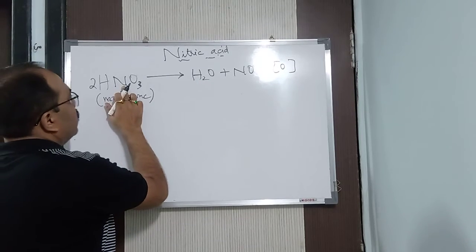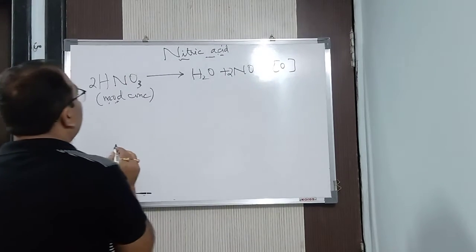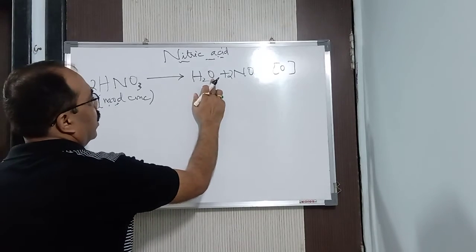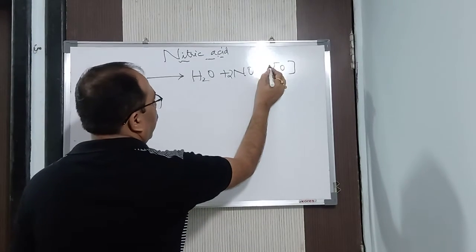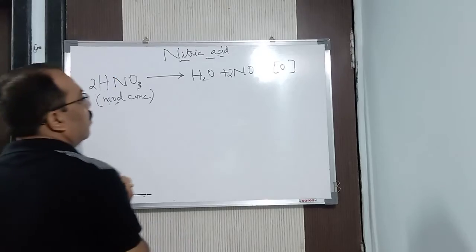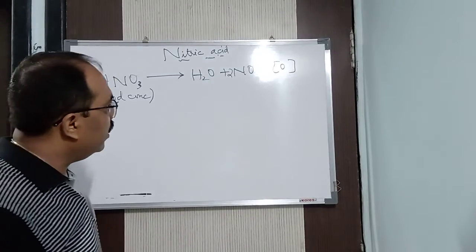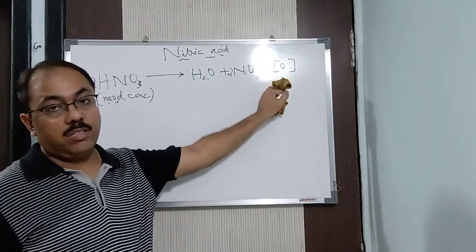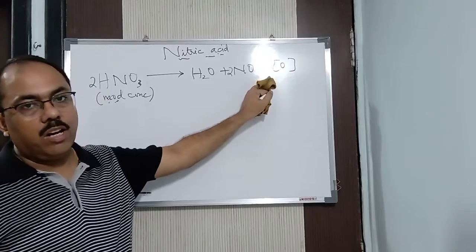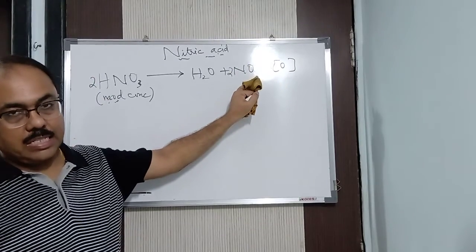Now nitrogen is 2, I will put 2 here, done. So here how many oxygen did I get? 2, 1, 3. So how many did I require? 3 more. So it is 3 nascent oxygen I got. So with moderately concentrated nitric acid I got 3 nascent oxygen. With hot and concentrated I got 1 nascent oxygen. You can see that. Got it?